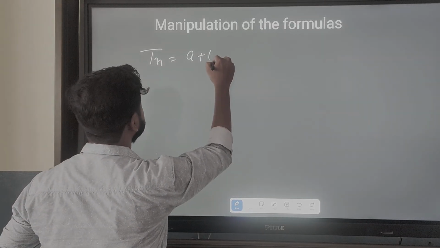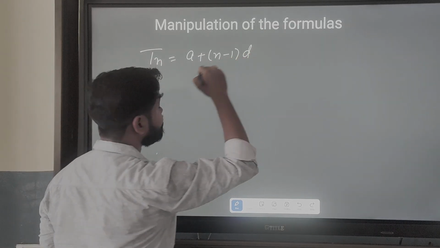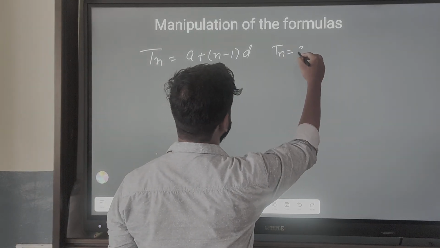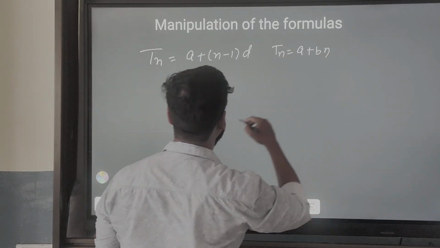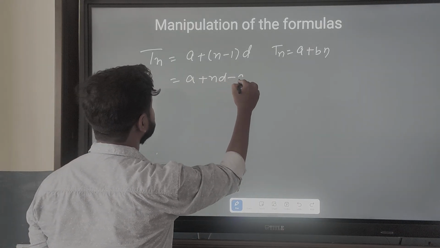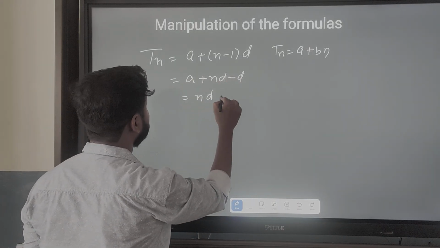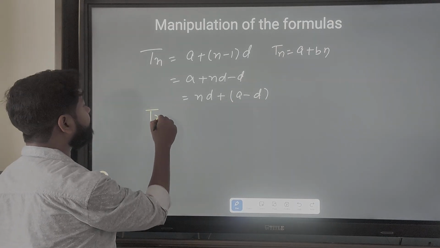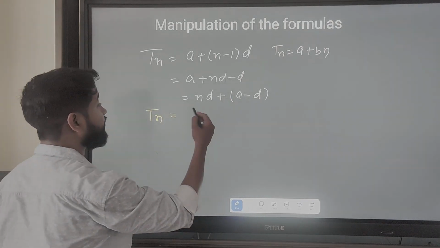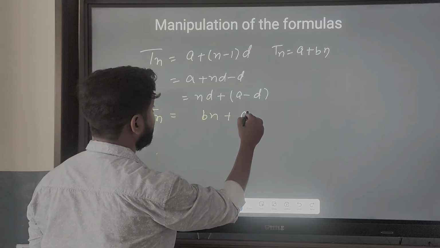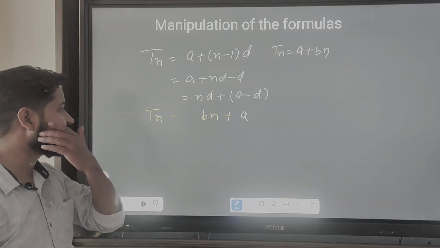That was a plus n minus 1 into d. The general nth term will always be like this, and if I simplify this one, it will be a plus nd minus d, or nd plus (a minus d). And the general form of the nth term will always be given like this: bn plus a. So from here we can compare easily.